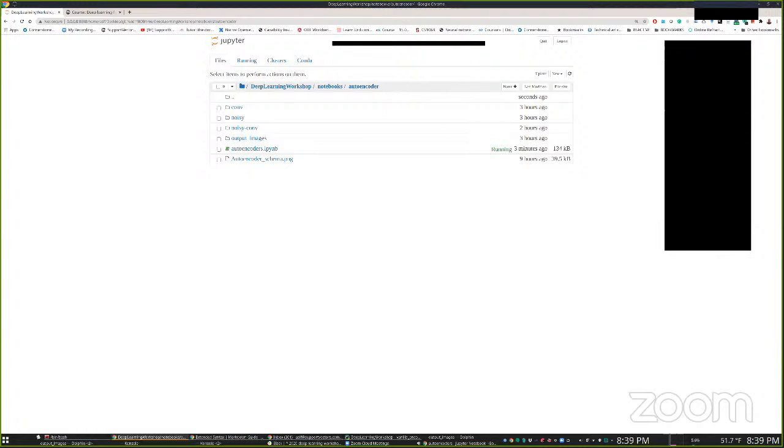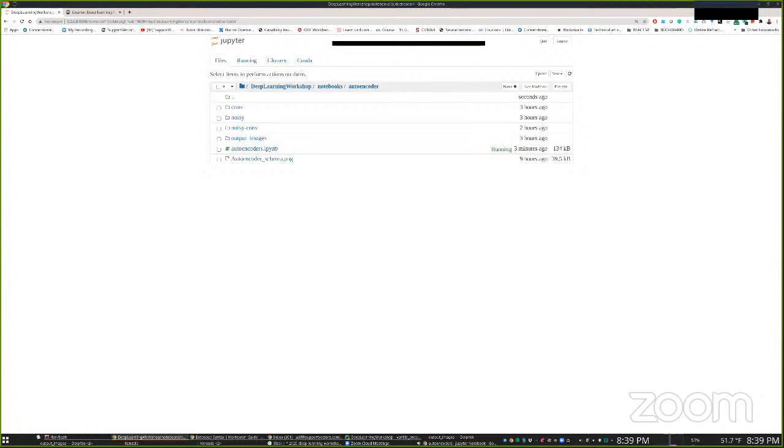So what are you guys seeing on my screen at this moment? Seeing the Jupyter autoencoder. Okay. So what I will do at this particular moment is walk you through the code.